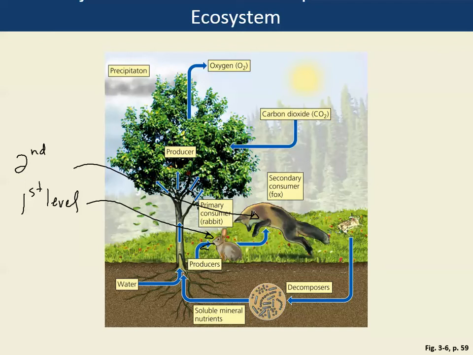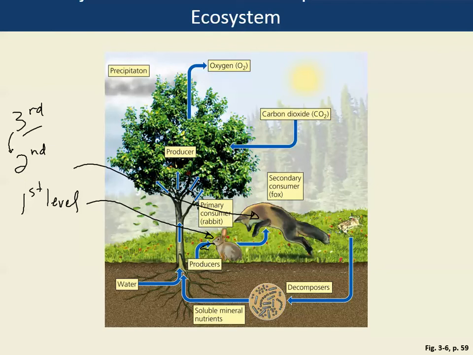If we had a third level, maybe you've got a larger predator that would prey on the fox. Let's say, I don't know, in this ecosystem, I'm not sure if bears actually prey on foxes, but you could have a third level consumer that would actually prey on the second.